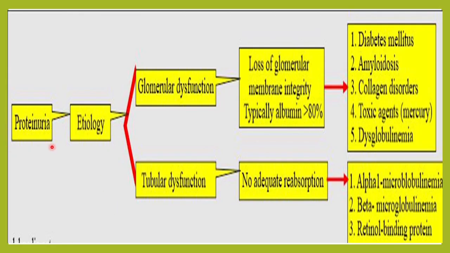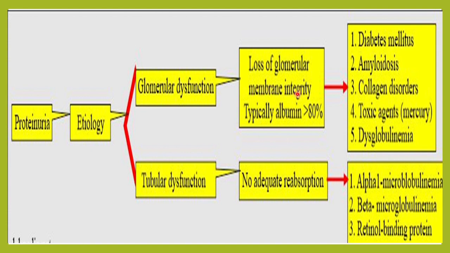So when I say proteinuria, it will have causes like either it could be because of glomerular dysfunction, glomerulus में कुछ problem है, या tubules में कुछ problem है. ग्लोमेरुलस डिसफंक्शन मतलब द ग्लोमेरुलर मेम्ब्रेन इंटीग्रिटी अफेक्ट हुआ है, और मेजॉरिटी ऑफ द टाइम जो 80% एल्बुमिन मिलता है, दैट इज मेनली बिकॉज ऑफ ग्लोमेरुलर इंजुरी.